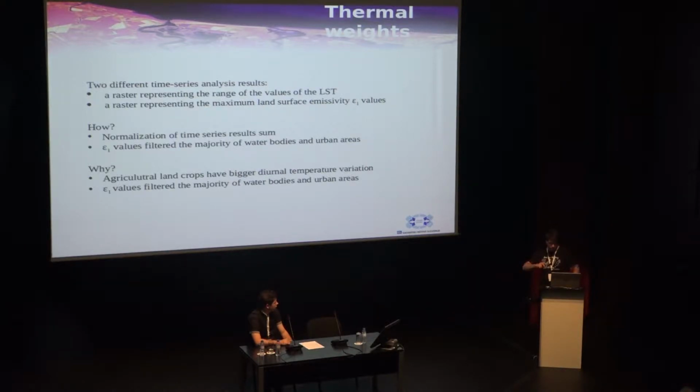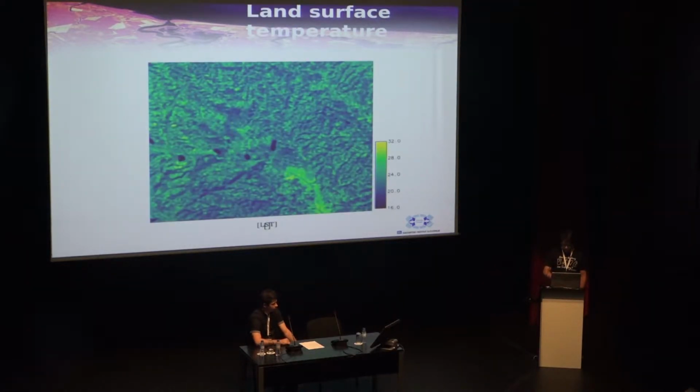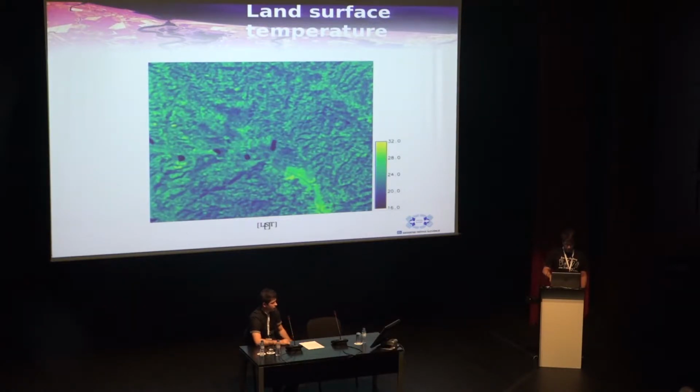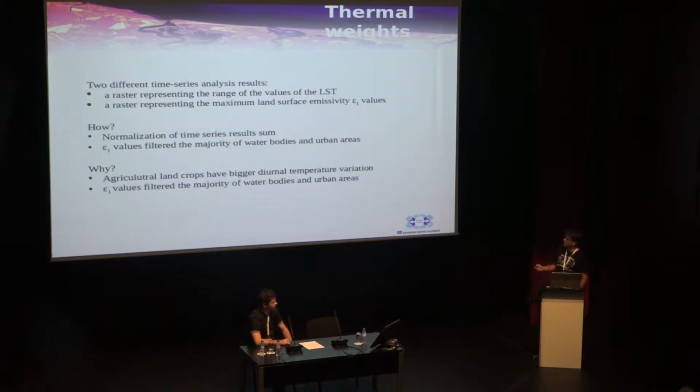crop fields diversification. And we saw that a possible solution was to calculate a raster representing the range of the values in this time series, and the raster represented the maximum land surface emissivity values. And how we did it? Because as we saw before, the values for the emissivity are really near and really narrow, we just normalized those time series on a scale from 1 to 100 and then made their sum.